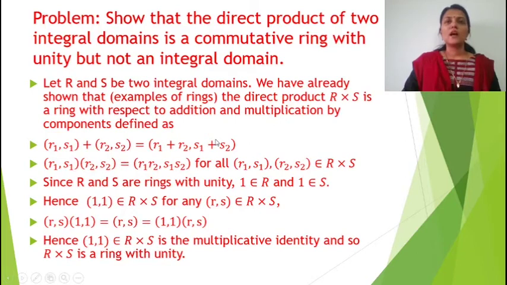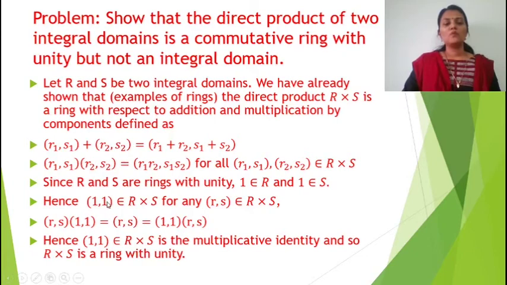So it's a ring. R and S are rings. And we have already shown in the exercise examples of rings that the direct product R cross S is a ring with respect to addition and multiplication of components, defined as (r1, s1) plus (r2, s2) is (r1 plus r2, s1 plus s2), and (r1, s1) into (r2, s2) is equal to (r1 r2, s1 s2) for all (r1, s1), (r2, s2) element of R cross S. Since R and S are rings with unity, one element of R and one element of S.